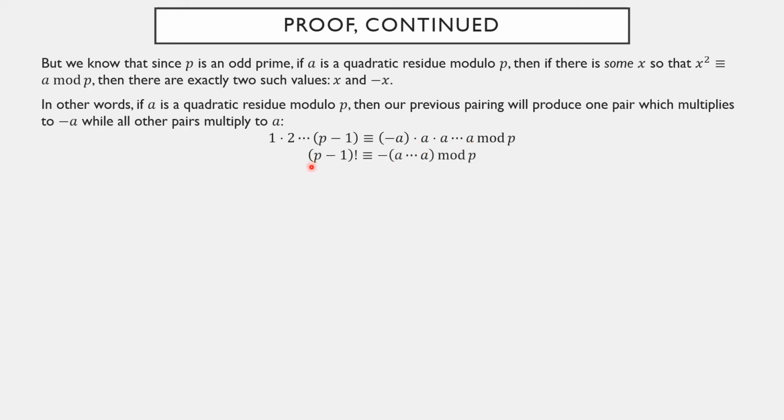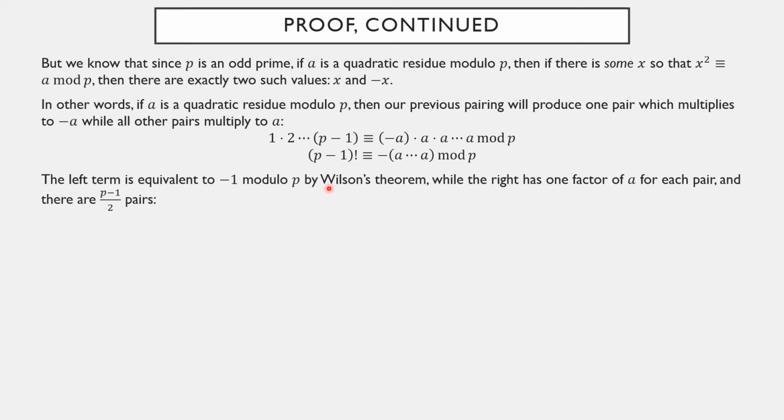On the left, I just have p minus 1 factorial, and on the right, I'm just going to factor the negative sign out to get a bunch of a's in here. By Wilson's theorem, this is equivalent to negative 1 mod p. Now on the right, I have a bunch of a's. How many? I get one factor of a for every pairing I accomplished. There were p minus 1 elements in the reduced residue system mod p, so how many pairs are there? P minus 1 over 2, half as many.